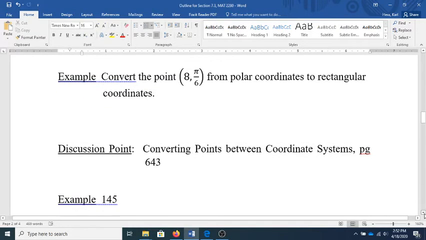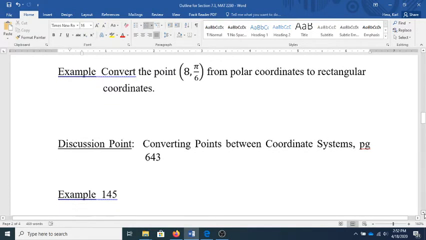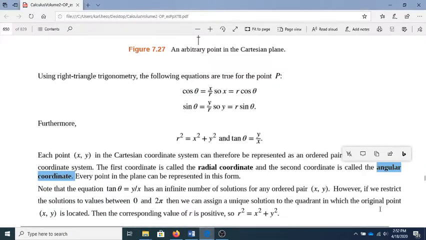So we saw that if we want to convert from rectangular over to polar, we have to use the Pythagorean theorem and the tangent function. And if we want to convert from polar to rectangular, we have to use cosine and sine. The book has a nice summary of that on page 643. So let's have a look at page 643 in the book.